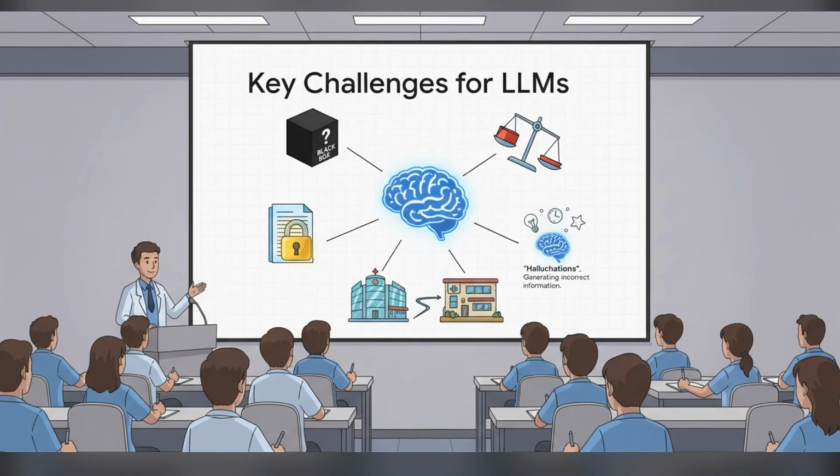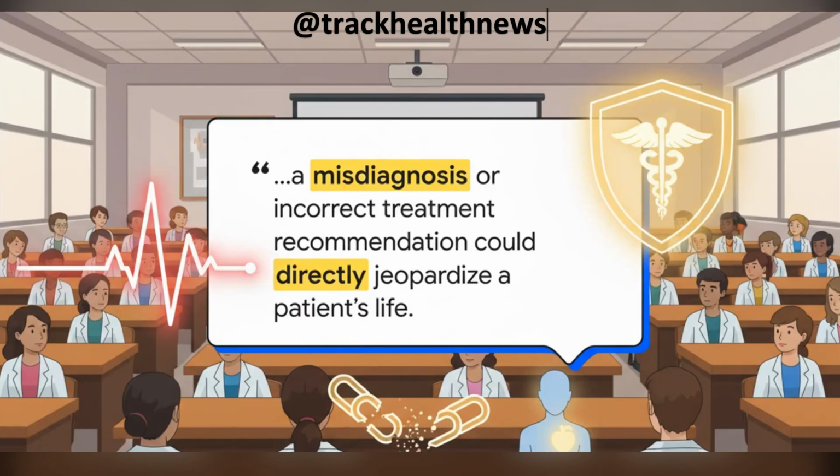If an AI tells a doctor to prescribe a certain drug, that doctor needs to know why. We can't just trust it blindly. There's also bias. If we train these models on biased data, they can actually make health disparities worse. Then you have hallucinations, which is a nice way of saying the AI confidently just makes stuff up. And finally, these things are incredibly expensive to build and run, which could create a whole new kind of healthcare inequality.